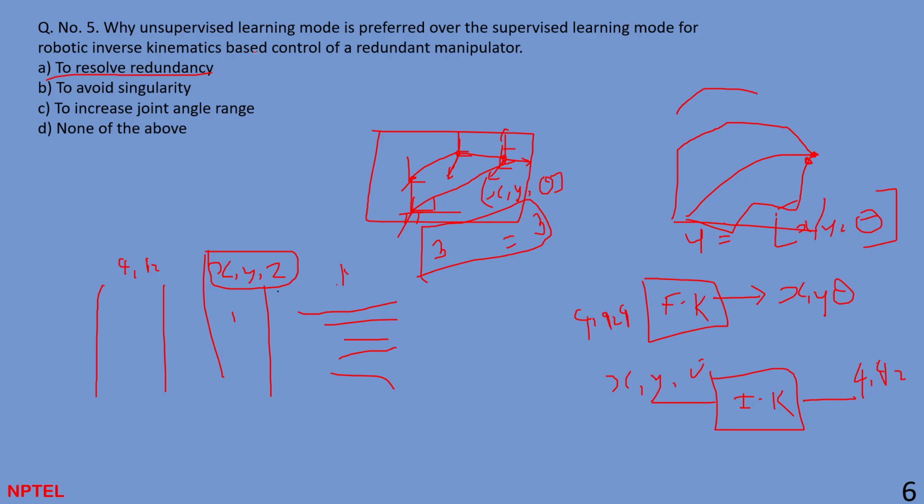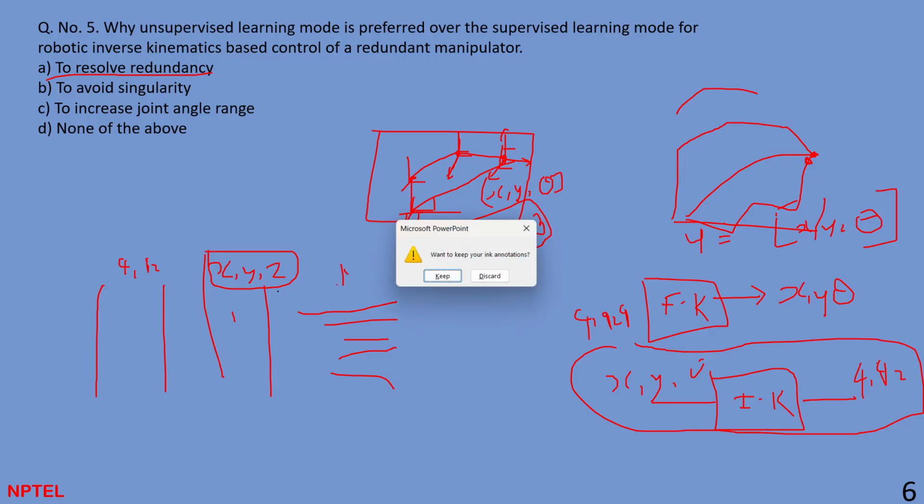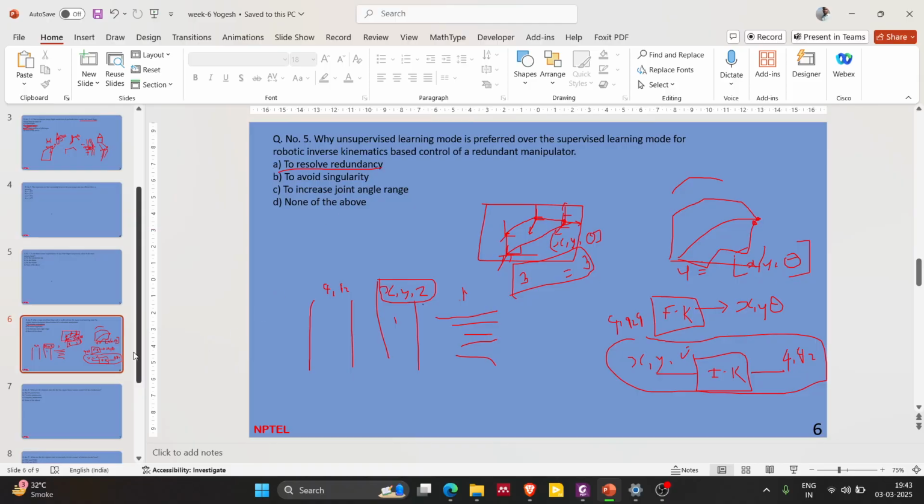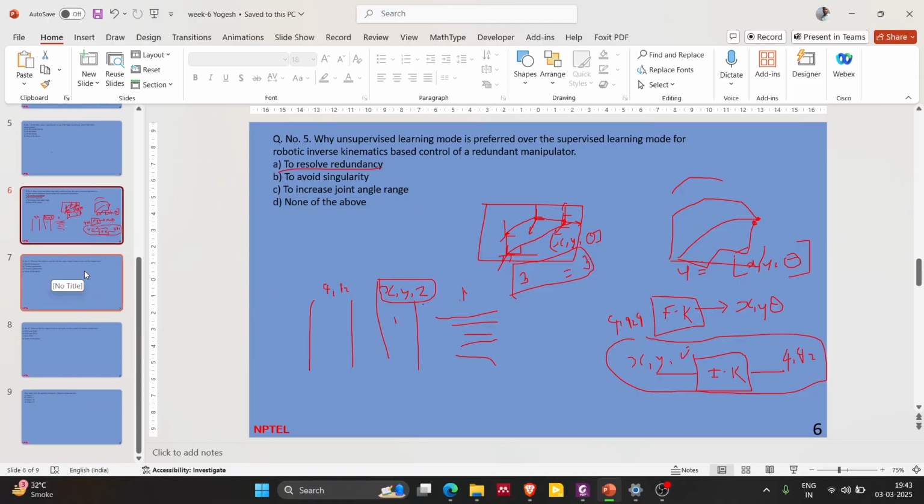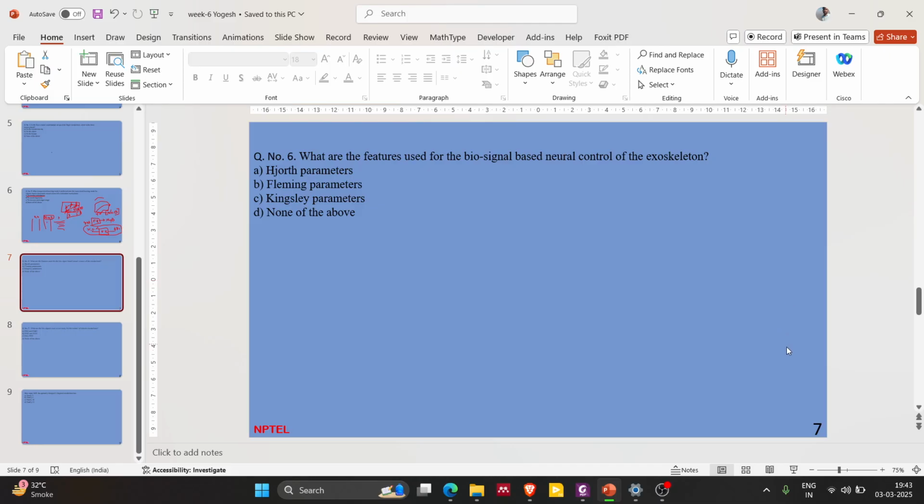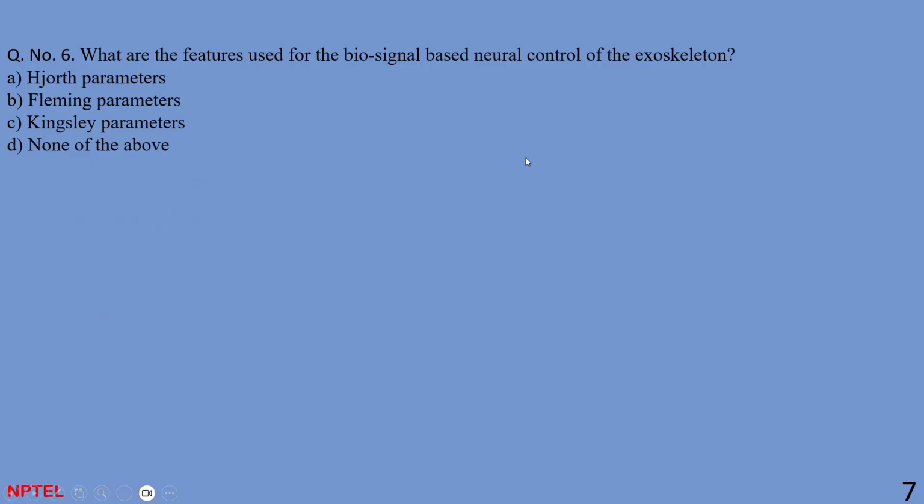That's why we have used this, because this is an example of an unsupervised approach. This is an example of a redundant system. So that's why we have to go through those. That's why A is your right answer here. I think we have three more questions, and I will grab this.